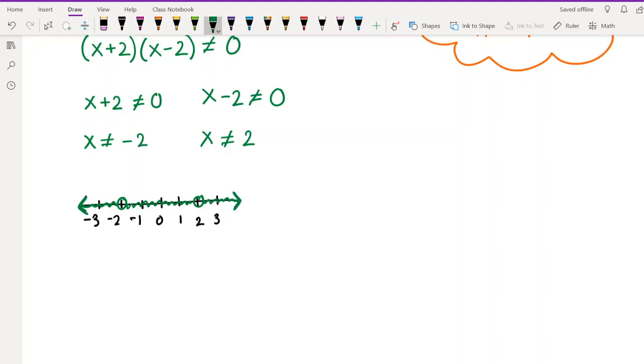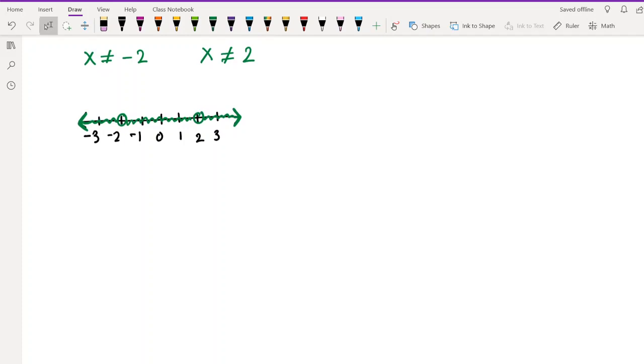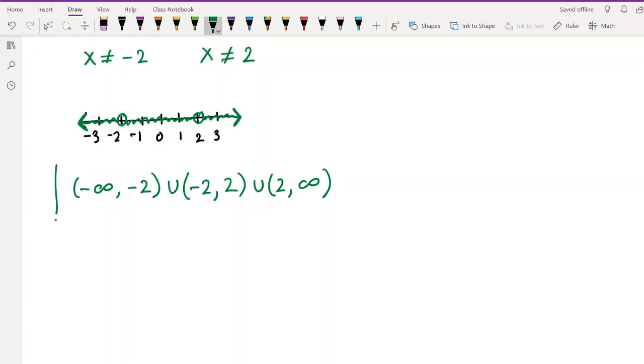Okay, so now we can translate this into interval notation. So in this case, we have 3 intervals, right? So the first interval is everything from -∞ up until -2, not including -2, so I put a parenthesis. Then we have everything from -2 up until +2. And then we have everything from 2 onward. And so this would be our final answer.